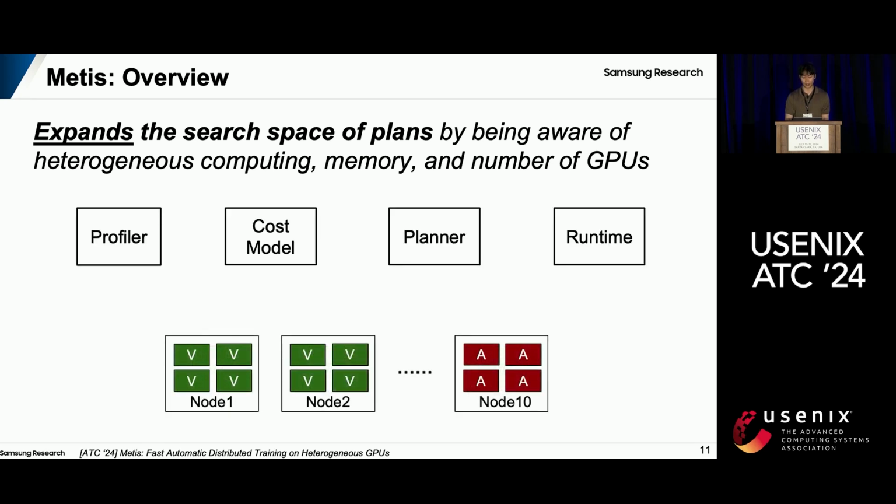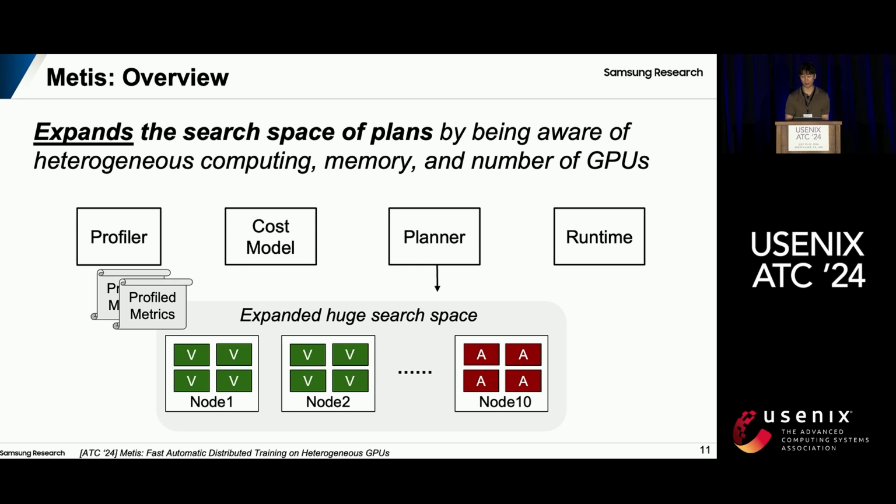To illustrate this, let me briefly show the overview of Metis. For automation, Metis consists of 4 components: profiler, cost model, planner, and runtime. The profiler profiles required metrics from heterogeneous GPUs separately, and the planner then explores various plans on the expanded search space and finds the best one based on the cost model. Whenever a plan is provided by the planner, the cost model estimates the execution time of a training job using the profiled metrics. Once the best plan is selected, the runtime executes a training job on heterogeneous GPUs based on the plan.